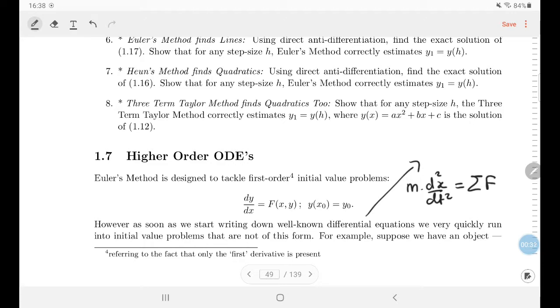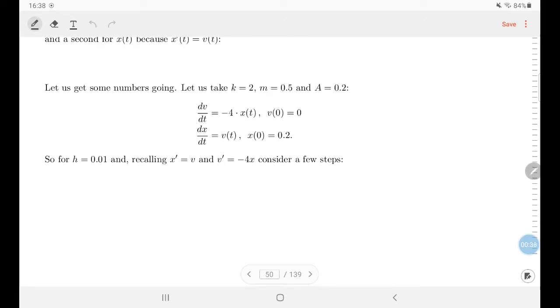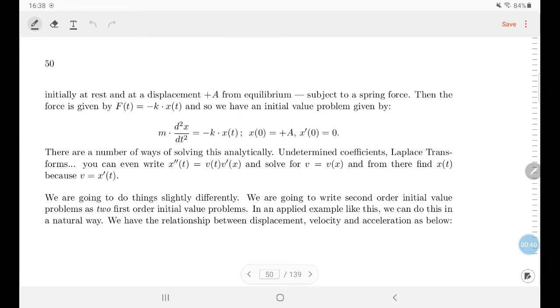You're into second order with a second derivative. So we need to be able to handle this. So what are we looking at?